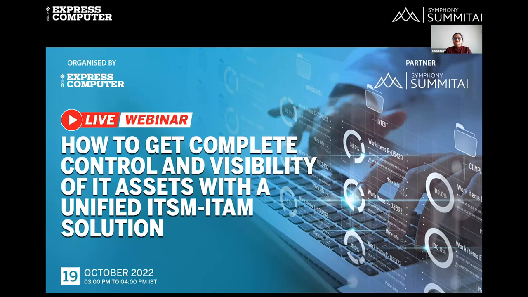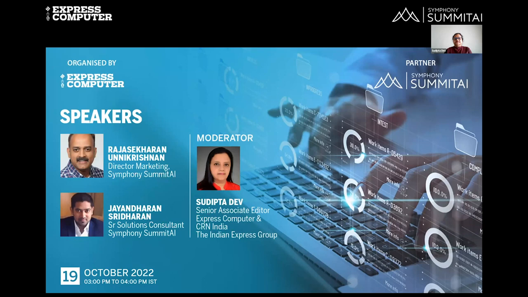We are all aware of the constant evolution that's happening in IT companies, and these changes range from people to processes to technology. And technology, in fact, is becoming more and more complex. And in this context, IT service management and IT asset management are closely related when it comes to managing information technology. And integrated as a unified solution, these offer umpteen benefits to IT companies, like improving visibility, reducing costs, improving efficiencies, etc. So joining us today are our speakers for the day, Rajasekharan Unikrishnan, Director Marketing, Symphony Summit AI, and Jayendharan Sridharan, Senior Solutions Consultant, Symphony Summit AI, who will make us aware of how an integrated solution can improve asset utilization and much more.